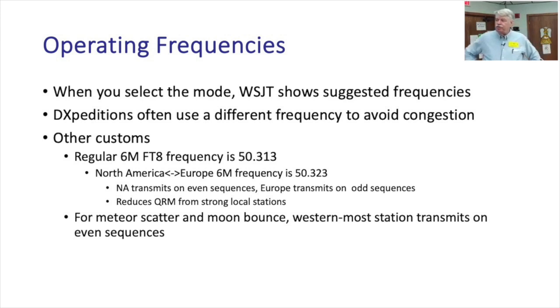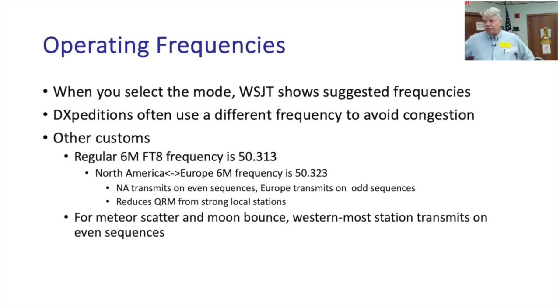Frequency modes: there are some standard frequencies that are used. If you use WSJT and say, I want to use this mode on this band, it'll tell you what the standard frequency is. But sometimes there are different frequencies. The expeditions that are using it will often go to a different frequency, so congestion won't be so bad. On 20 meters right now, you probably have a hard time finding a frequency on the standard FT8 frequency. There are just so many stations on. They can handle like 50 different signals at the same time, and you're still going to sometimes have trouble finding a clear spot. So they'll often use different frequencies.